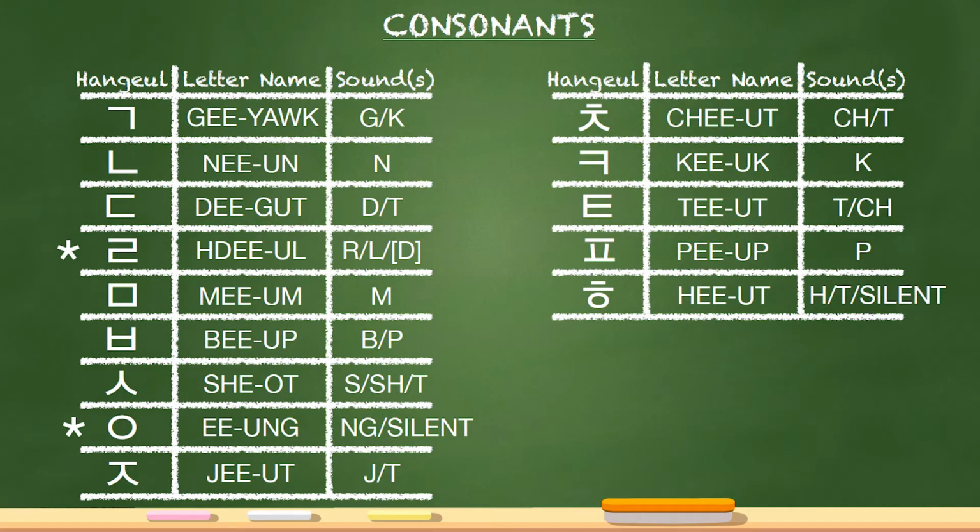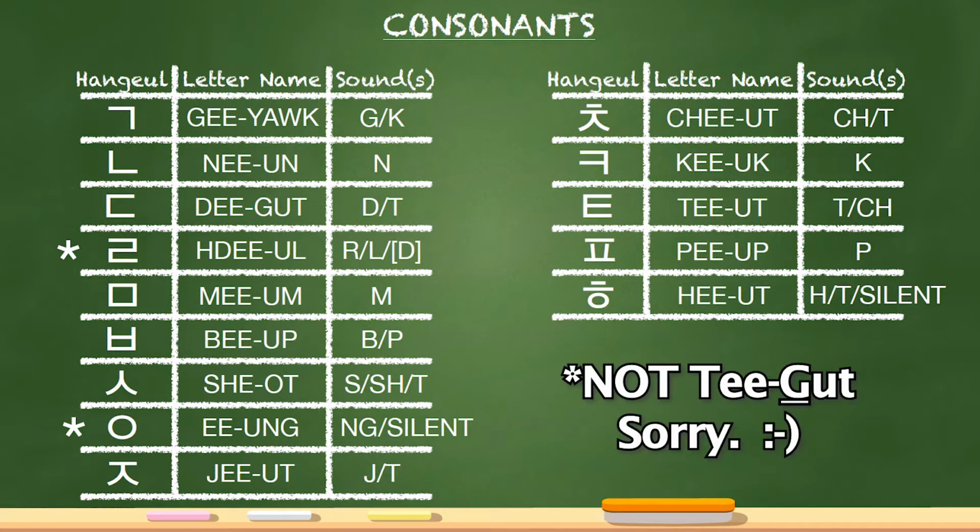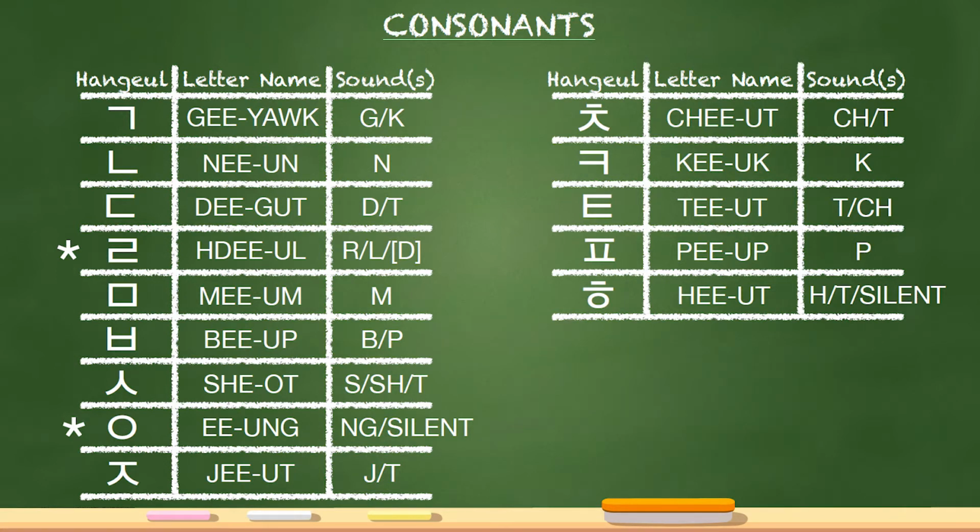So one more rundown of these consonants. We've got kiok, nian, tigut, real, miam, piup, shiot, iang, chiut, chiut, kiok, tigut, piup, hiet.